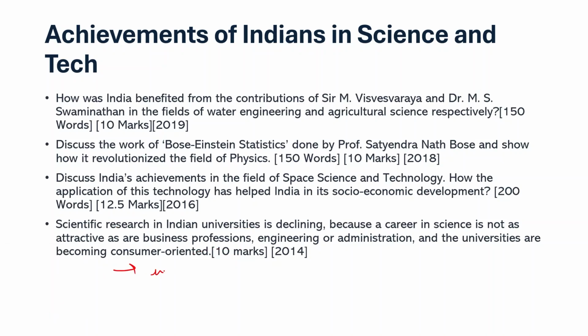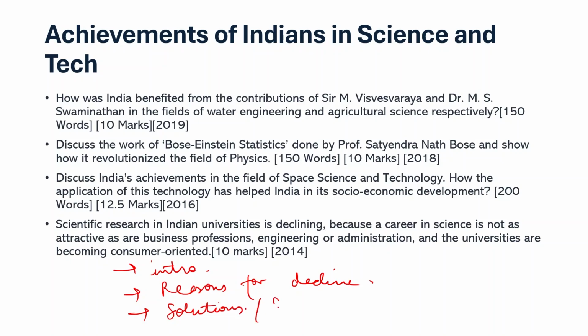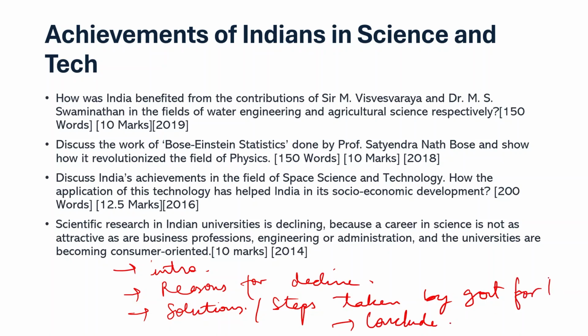So what you do is, you have an intro, then you can write about reasons for decline in scientific research, right? Then you can write about solutions or steps taken by government, right, in the solutions, or you can write about steps taken by the government, and then you can conclude. Steps taken by government for what? For improving research, right? For improving research in science.